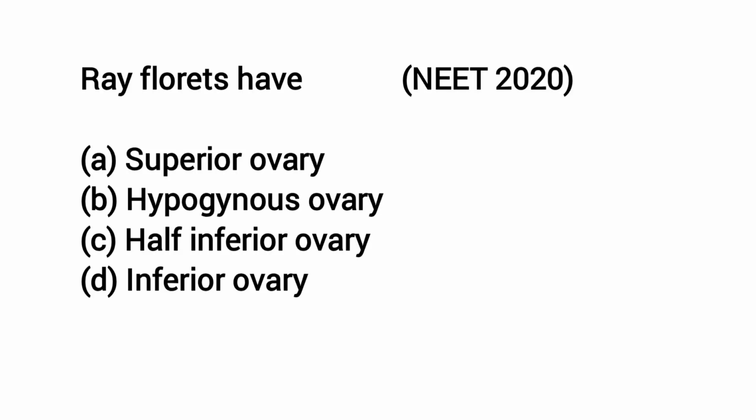Ray florets have. What do you mean by ray florets? It's a condition where the flower has many strap-shaped sterile florets. So the flower has many sterile florets on it. They are nothing but the ray florets. An example for that is the sunflower. If you imagine the sunflower, you can easily tell that the ovary in them is inferior. So the answer for this question is option D, that is inferior ovary.